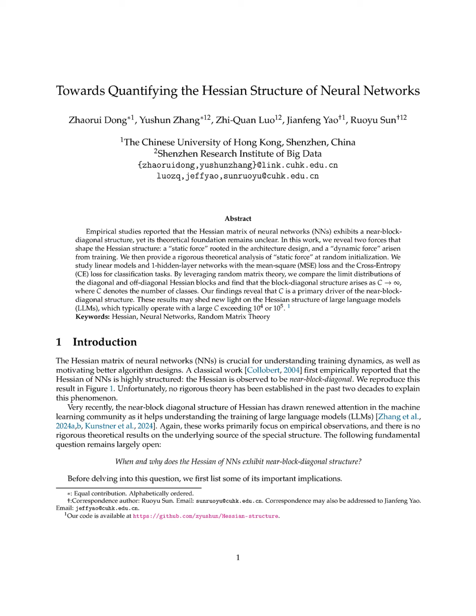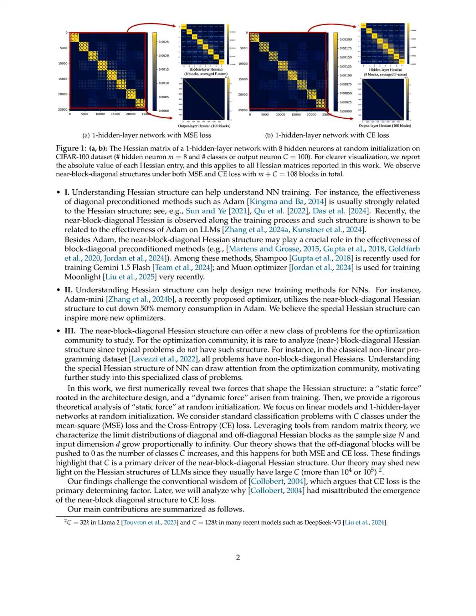The gap in current research lies in the lack of a comprehensive theoretical analysis that connects the architectural design of neural networks and the training dynamics to the observed Hessian properties. By revealing 2 forces, static and dynamic, that shape the Hessian structure, this work provides a new understanding of how these factors contribute to the near block diagonal formation, thus filling a critical void in the literature. Ultimately, the findings may also have implications for the design of new optimization algorithms and a deeper understanding of training dynamics in large language models.